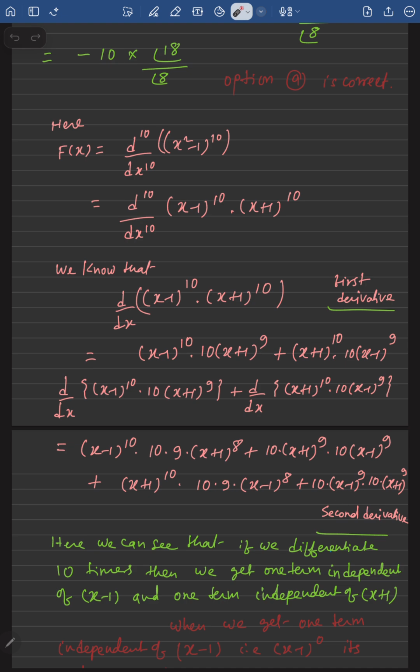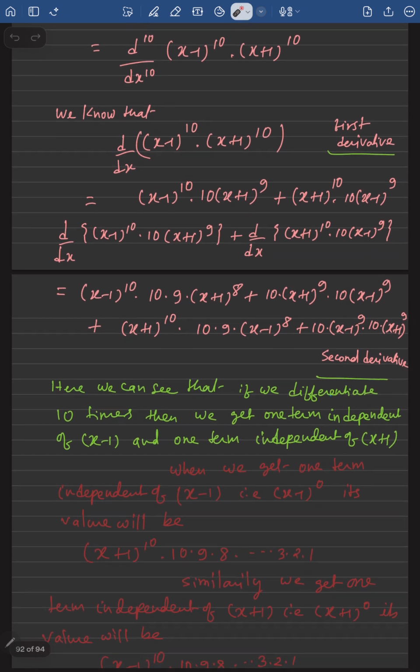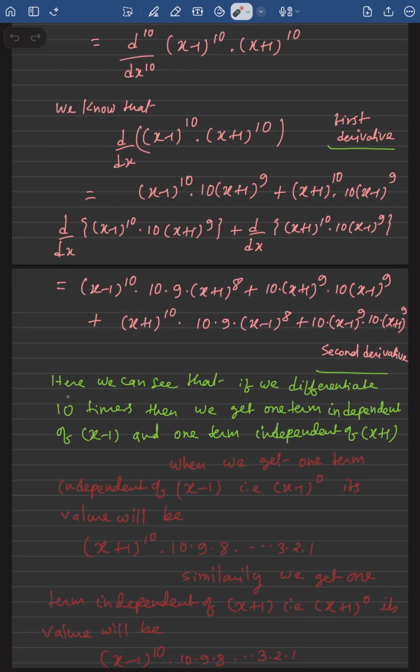So if you study it properly, what you will see is that if we differentiate 10 times, then we get one term independent of x minus 1. Means the whole expression after differentiating 10 times, one term will come in such a way that there will be no x minus 1 term available. One by one it will come down to the power 8, then 7, then 6, up to power 0, that is 1, means independent of x minus 1.